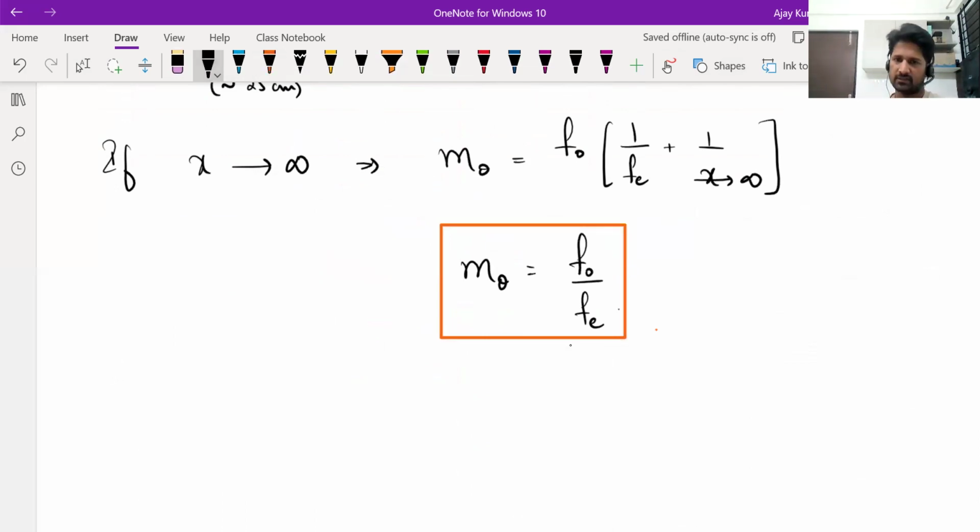And when this happens, when what happens? When the final image forms at infinity. We call that setting the normal adjustment of a telescope.